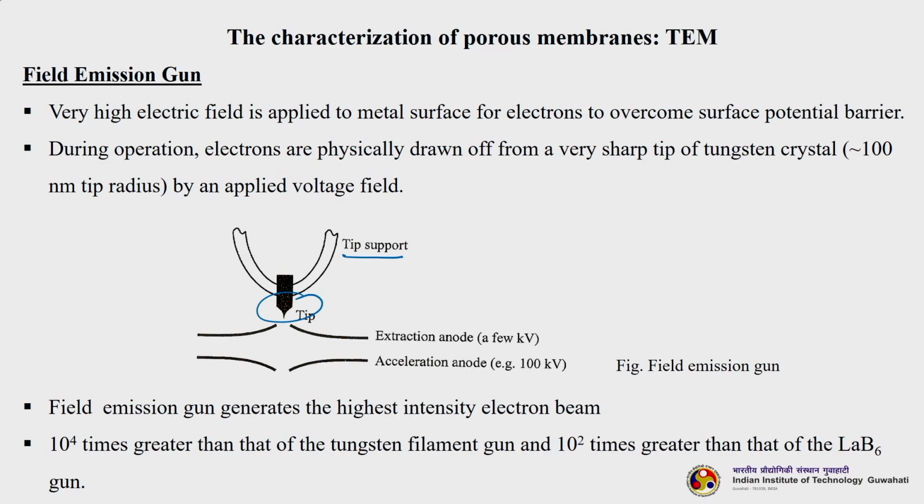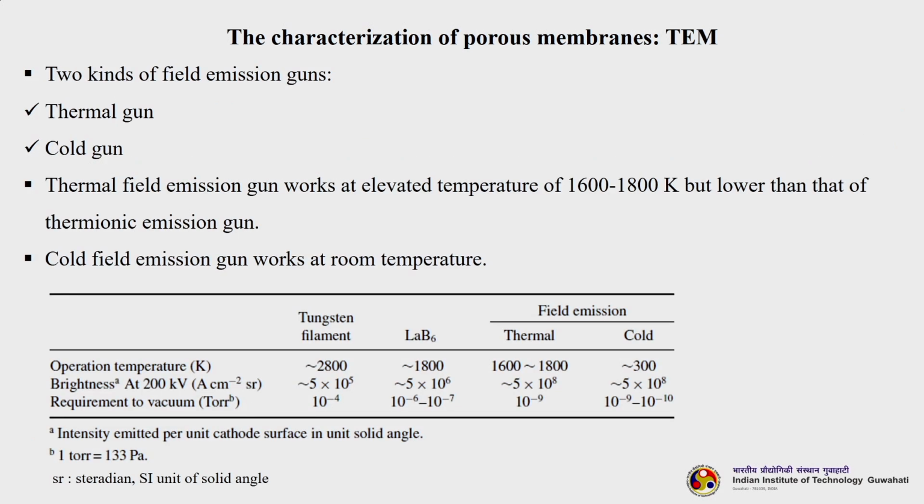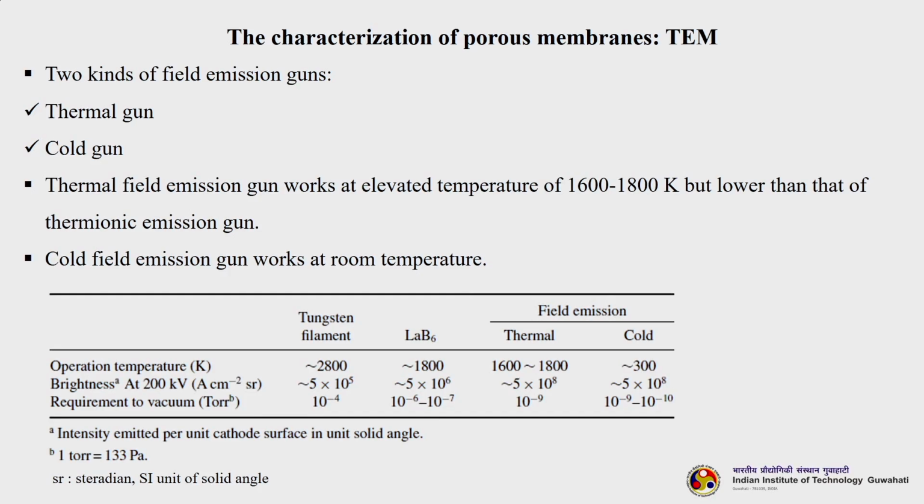The field emission gun generates the highest intensity electron beam. It is 10 to the power 4 times greater than that of the tungsten filament gun and 10 to the power 2 times greater than that of the LaB6 gun. Two kinds of field emission guns are there, thermal and cold. The thermal field emission gun works at an elevated temperature of around 1600 to 1800 Kelvin, but lower than that of the thermionic emission gun, and the cold field emission gun works at room temperature. That is the beauty of the cold field emission gun.